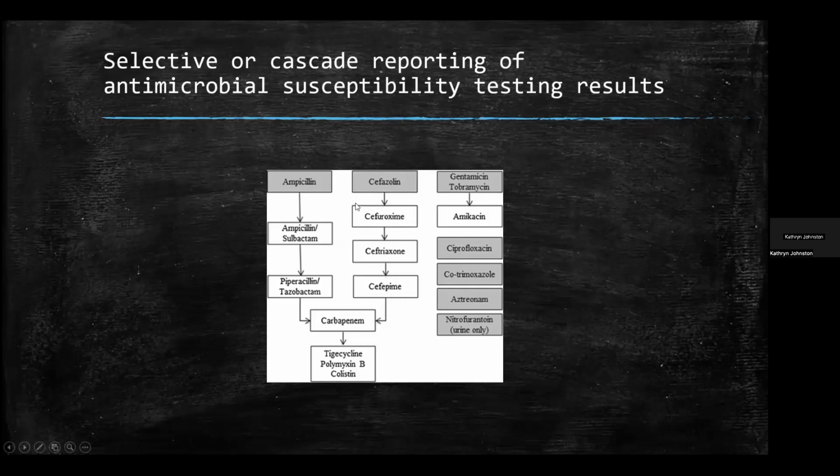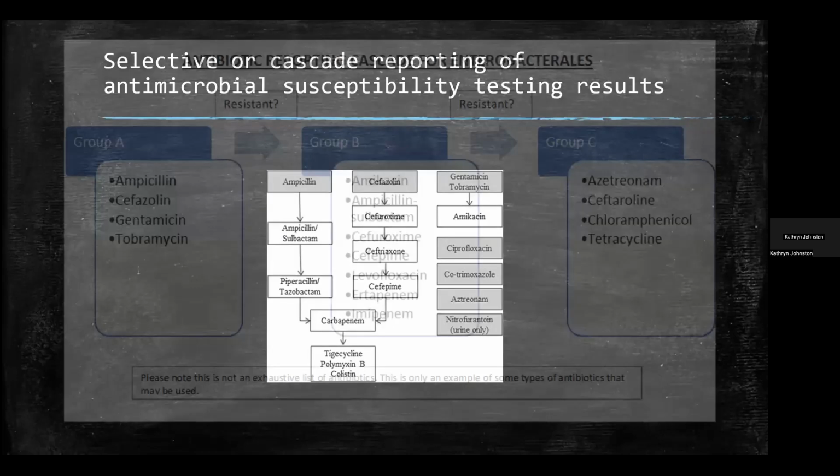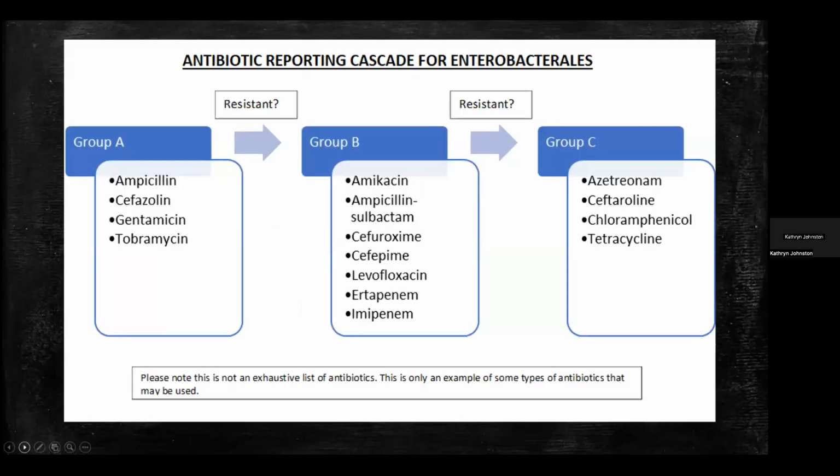But they wouldn't report cefepime unless cefuroxime was resistant. So you can see, or you wouldn't report piperacillin, tazobactam, unless ampicillin sulbactam was resistant. So something like that was another example. Another example is this one for the same set of organisms for the Enterobacteriales. You can see you would report the group A, the cefazolin, the gent, and the tobramycin.